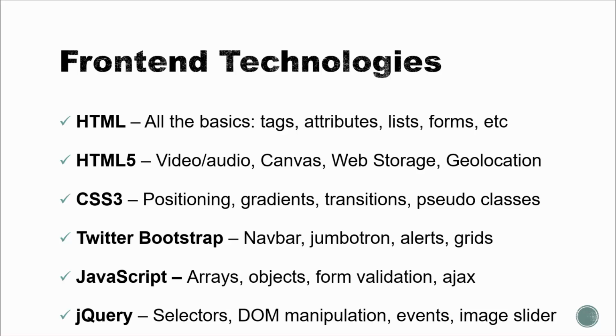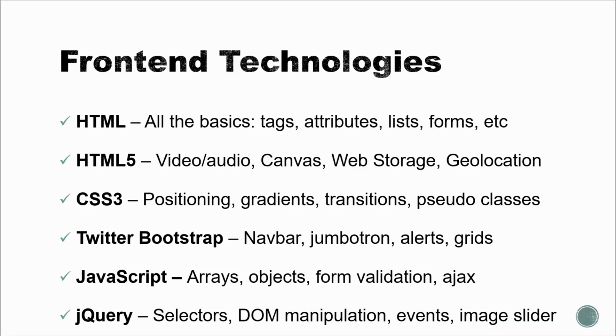So for the front end, we'll start with HTML at the very basic level. We'll learn about tags and attributes. We'll create lists, forms, tables, etc. And we'll also build a simple HTML template. We will use a little bit of CSS, but I don't want to really get into it because we do have a section dedicated to CSS.